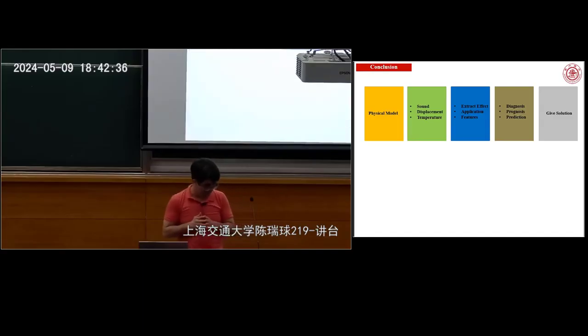In conclusion, I drew some blocks about the procedures of experimental method and data mining. Firstly, you have to know about the physical model. After that, you have to detect what you want, which variables are important for you, like sound, displacement, temperature, and after that, feature extraction or feature selection is very important.